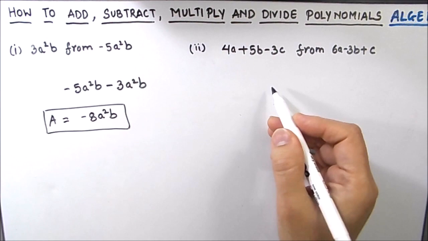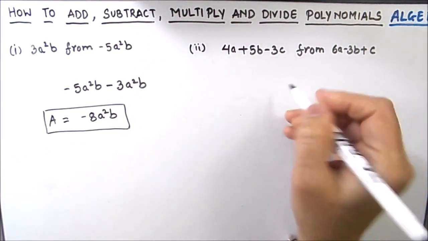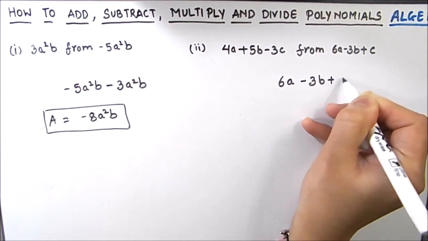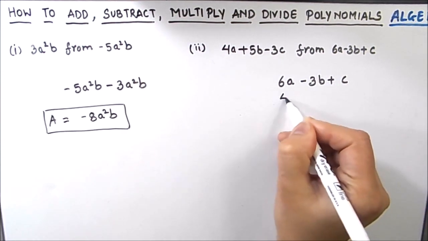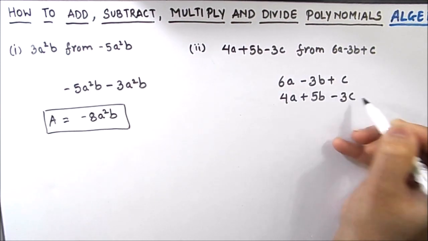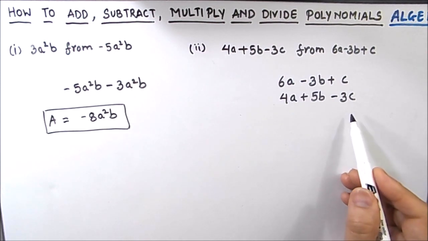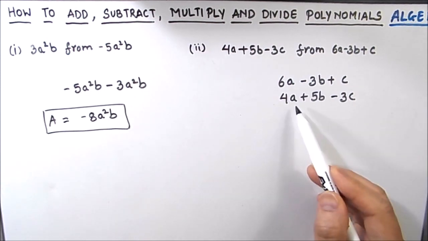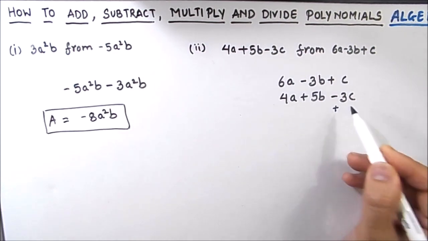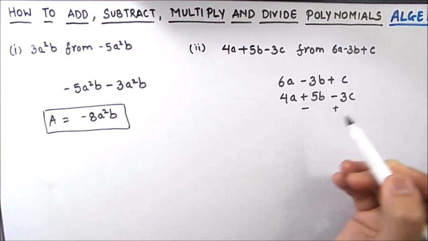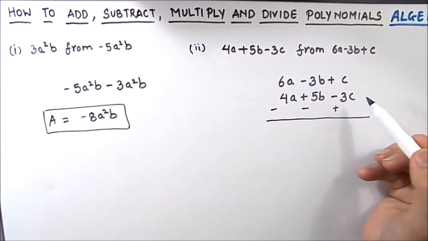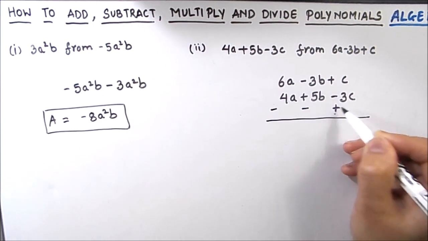In the second example, we are going to use the column method for subtracting. So this is 6a minus 3b plus c, and we are subtracting 4a plus 5b minus 3c. So this is the column method, and in this method, as we are subtracting, signs of the second row will get changed. So this negative sign will become positive. This positive sign will become negative, and there is a positive sign here which will be negative now. So for subtraction we will be using these signs instead of these.